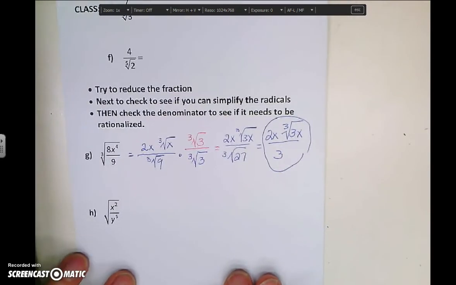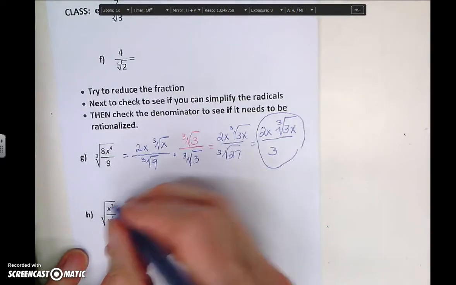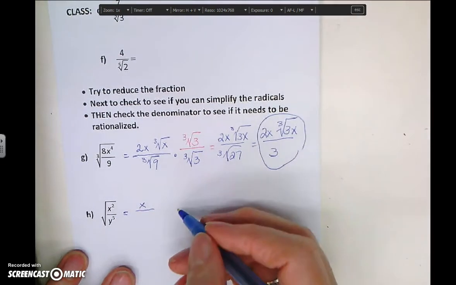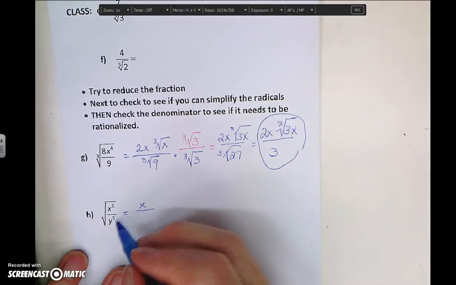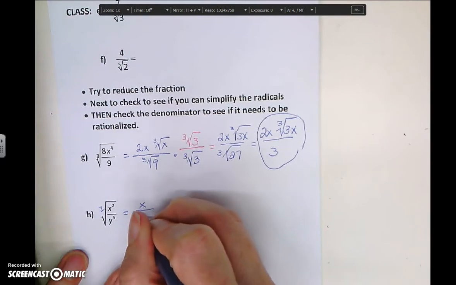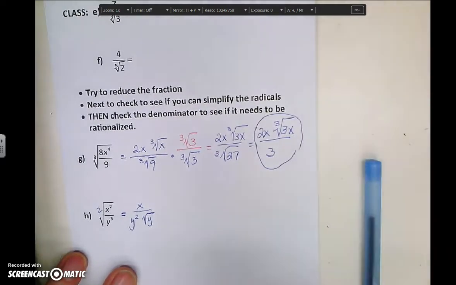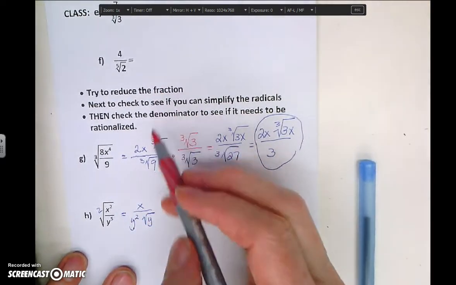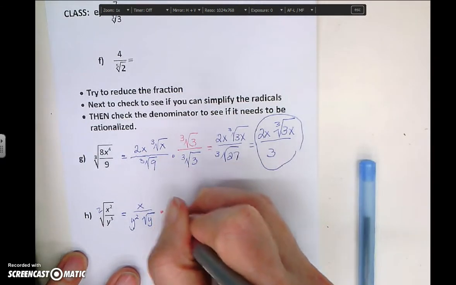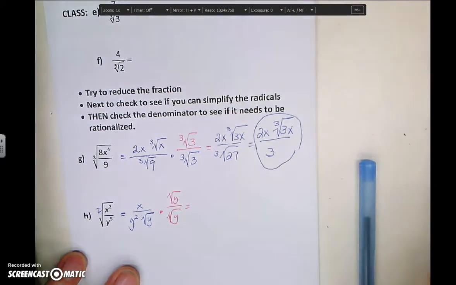All right, so H, again, the fraction does not reduce, but I can simplify the square root of x squared to x. And then the square root of y to the fifth, remember there's an understood 2 here. 2 will go into 5 2 times, so that gives me a y squared with 1 left over. All right, so now I've done my 2 steps, and I'm left with a radical in the denominator, which I need to rationalize. So it's a square root, so I just multiply it times itself.